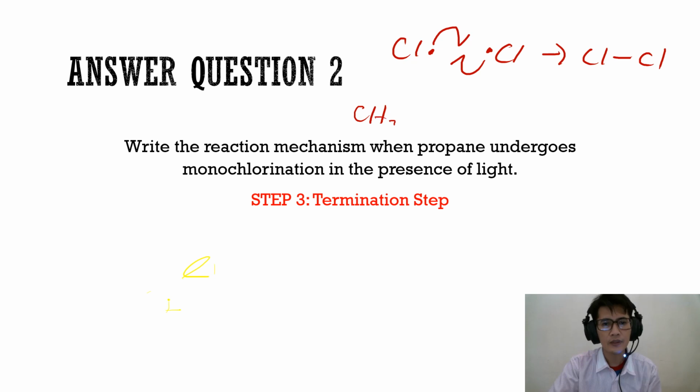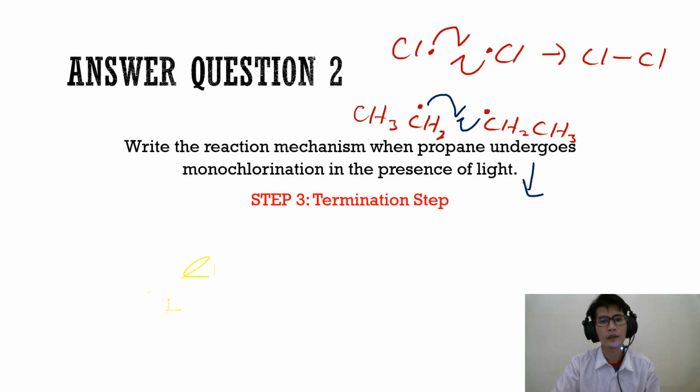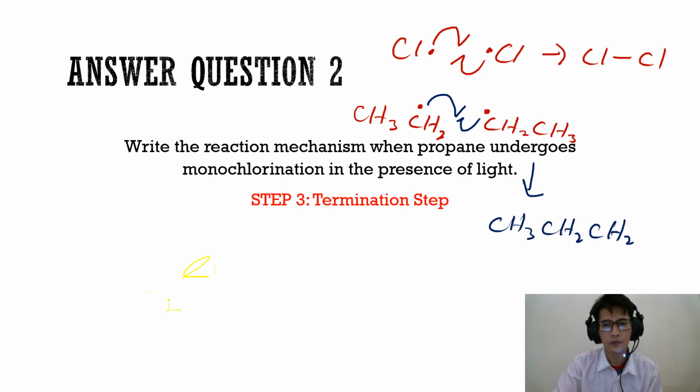ethane radical CH3CH2 dot and CH3CH2 dot. Okay, so this guy meet to each other, alright, to form a longer carbon chain, which is the butane CH3CH2CH2CH3. Okay, but the most important, okay, we want to form the haloalkane.